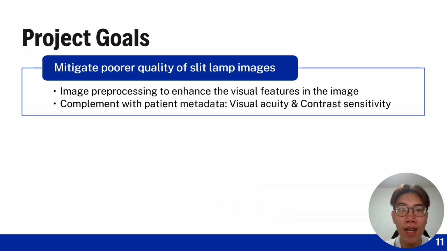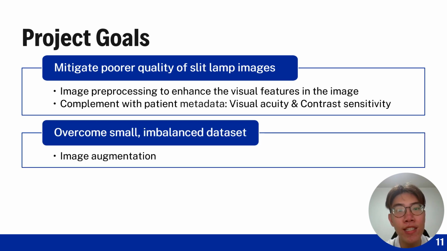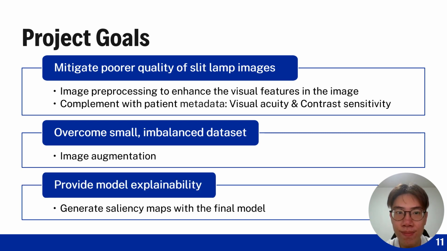Therefore, the goals are, first, to mitigate the poorer quality of the slit lamp images by introducing an image preprocessing pipeline and to complement the image-based model with patient metadata. Second, it is to overcome the small imbalanced dataset via image augmentation. And lastly, to provide model explainability by generating saliency maps.